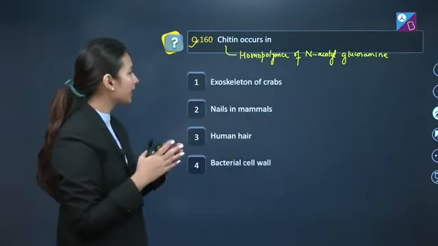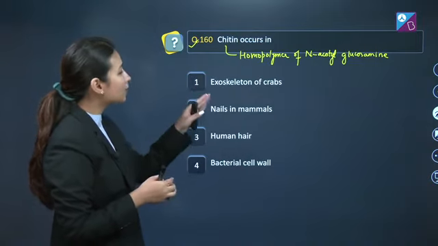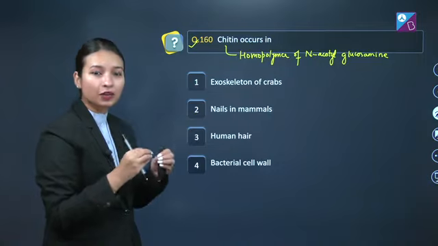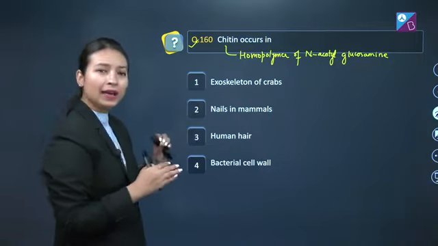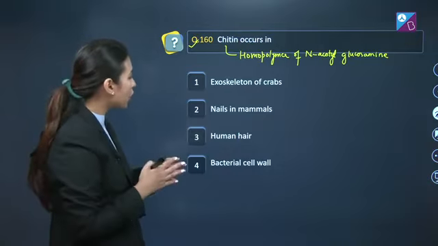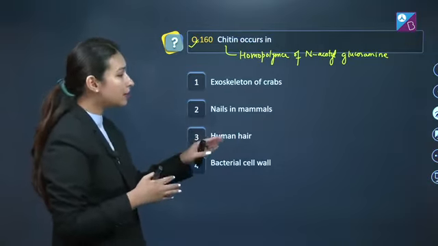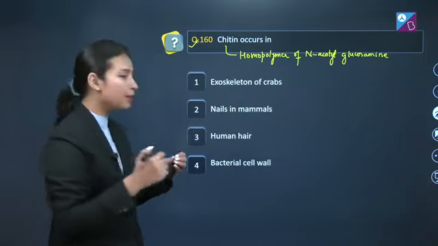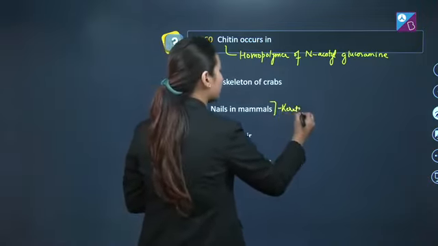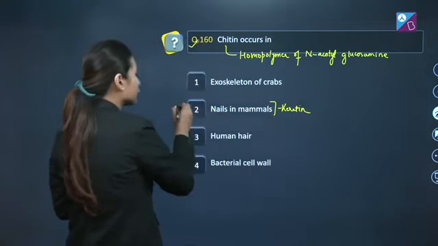So let's look at the options. First option here is exoskeleton of crab. Now crab is a crustacean and it is an arthropod. So this should be an answer, but let's discuss the other options also. Second option here is nails in mammals. Now nails in mammals is made up of keratin. So that's why option number 2 is wrong.